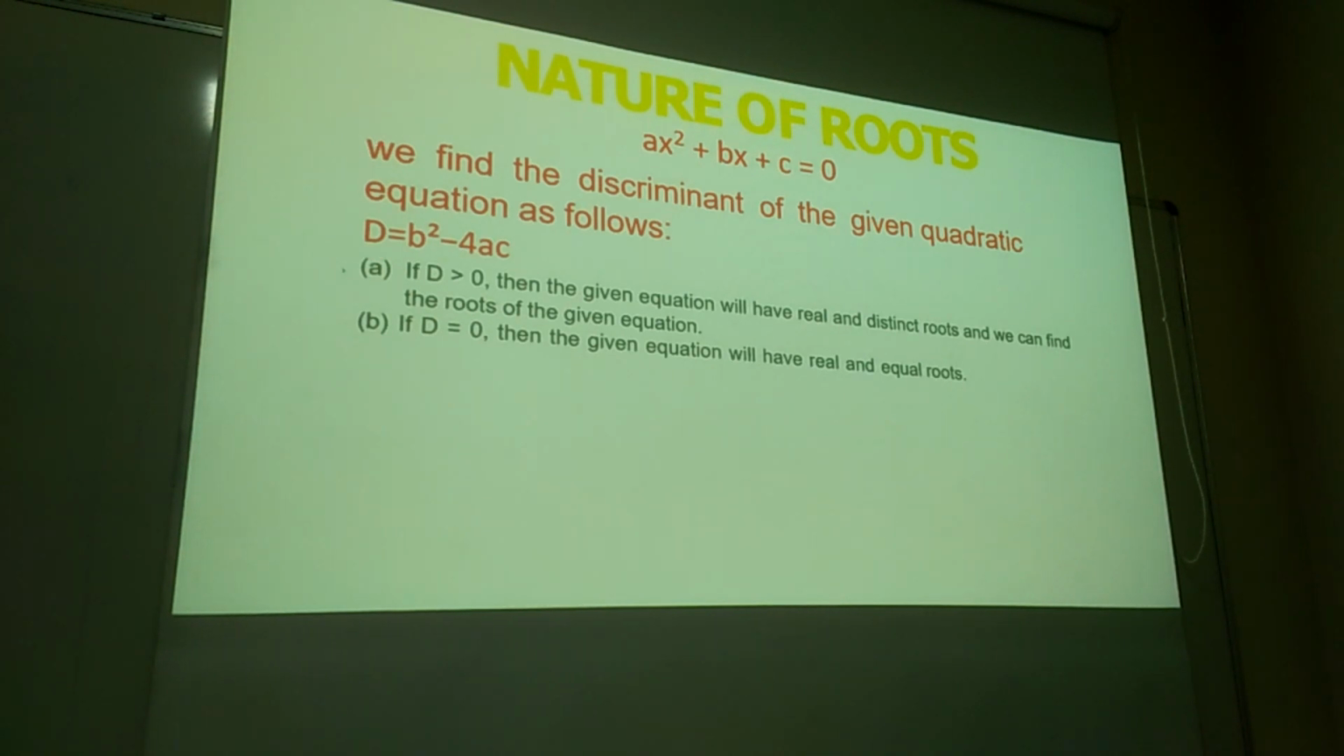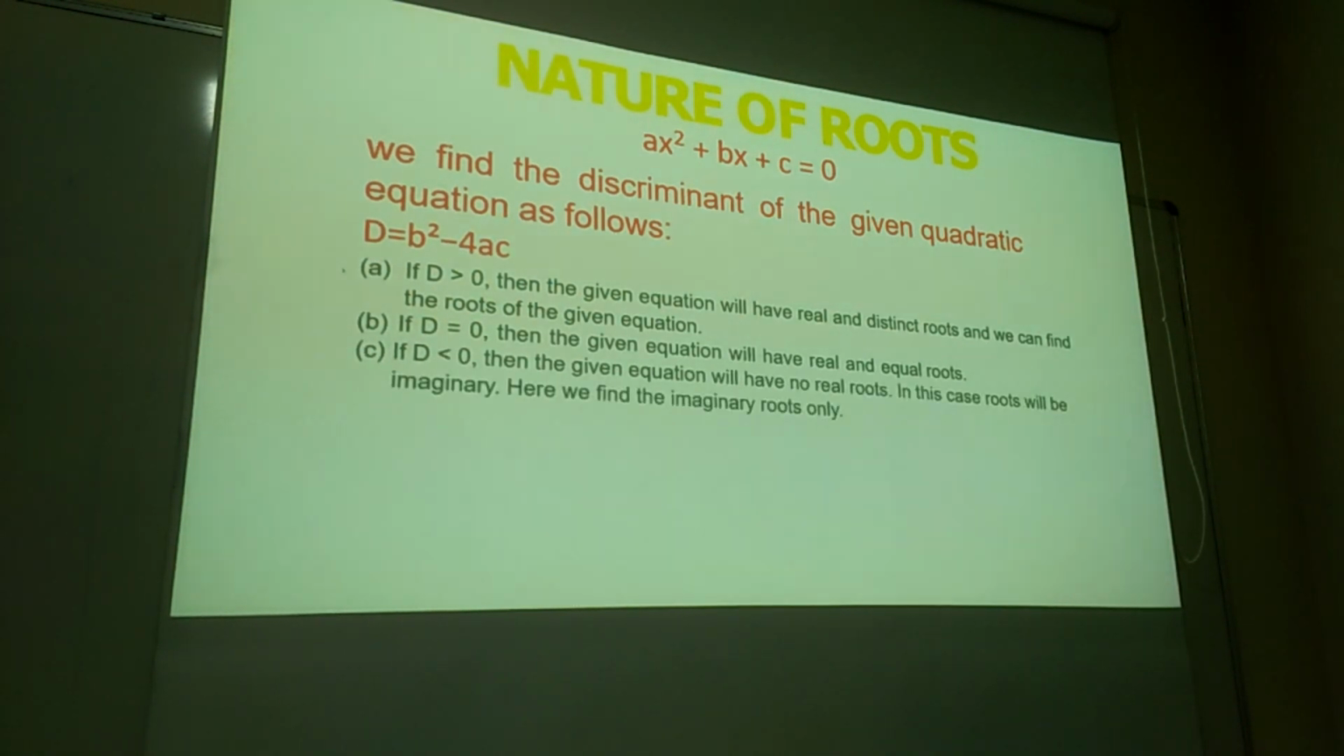If your discriminant is less than 0, what does it mean? There is no real root. The roots are imaginary. You can't find the roots by normal calculation. You require scientific methods to find them. The roots are imaginary.